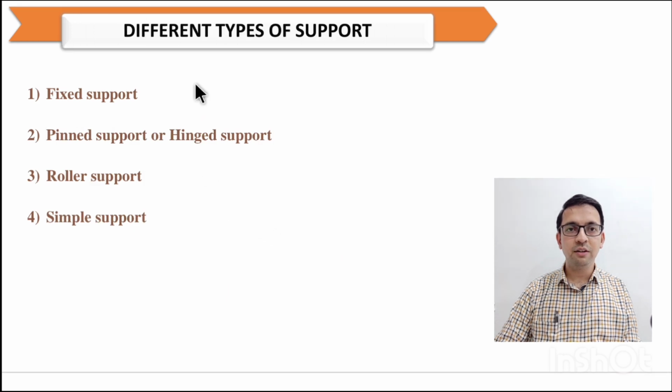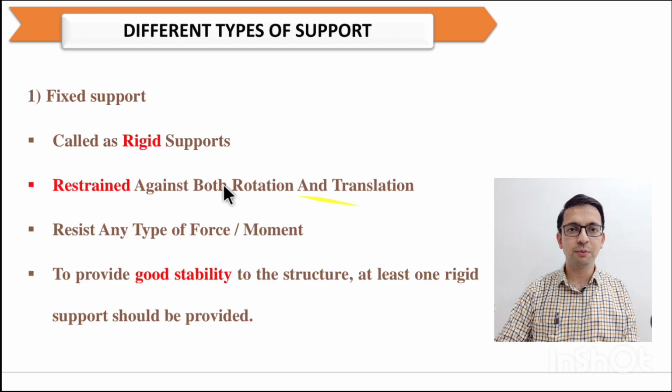Now the main topic of the session is different types of support. So first one is fixed support, second one pin support or hinge support, third one roller support, fourth one simple support. So first, fixed support is also called rigid support, and the main characteristic is it restrains against both rotation and translation. It resists any type of force and moment. So it is provided for good stability to the structure.